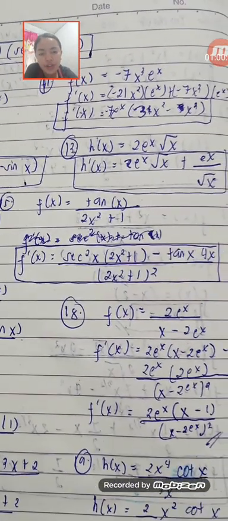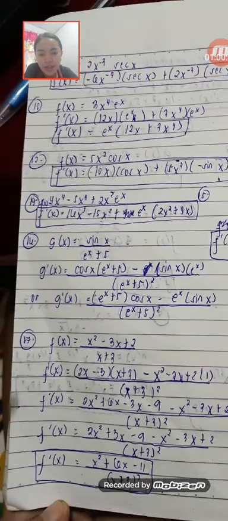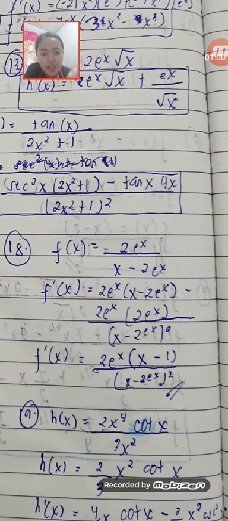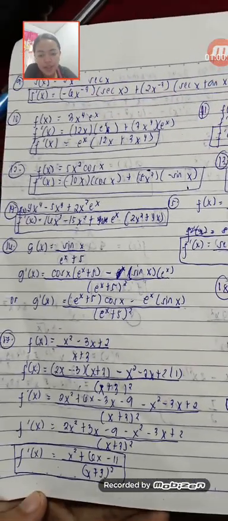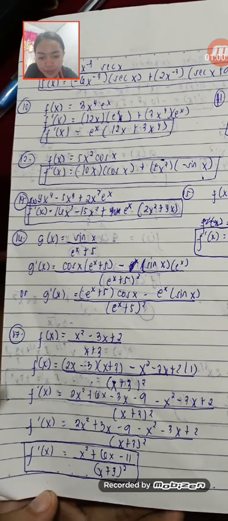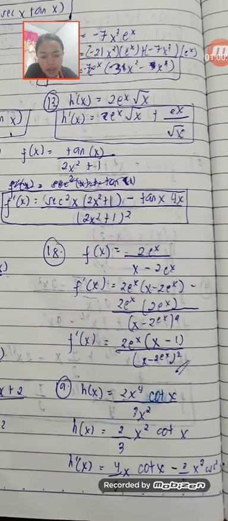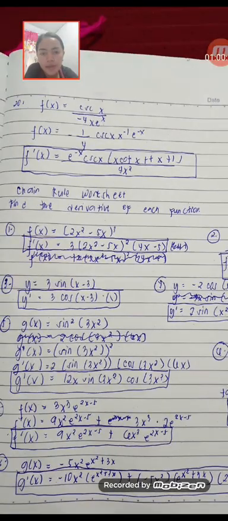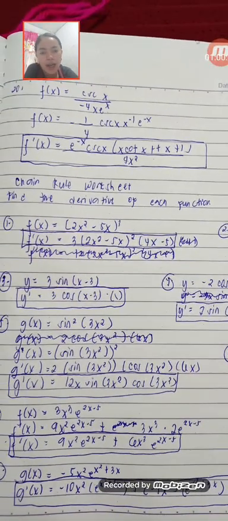For number 15, we just need to use the quotient rule in this part. And for number 16, quotient rule as well. For number 18, we just need to perform the quotient rule as well. And it's advisable for you to simplify your answer. This one, we just need to use the quotient rule as well, and as well as this one. So for number 20, the same process, you just need to use the chain rule. So, I mean the quotient rule.